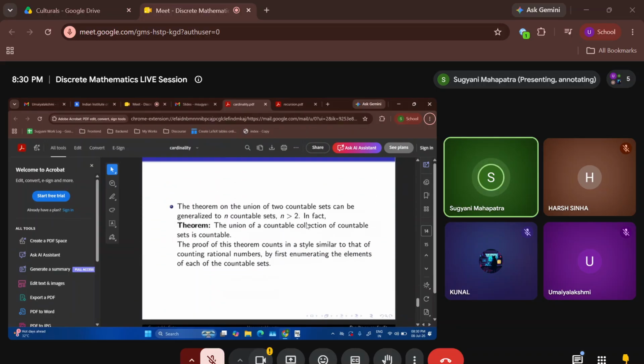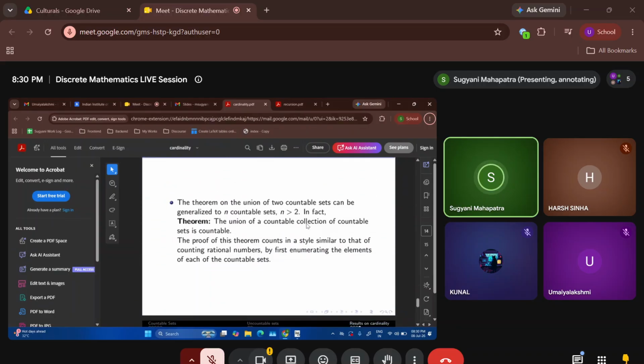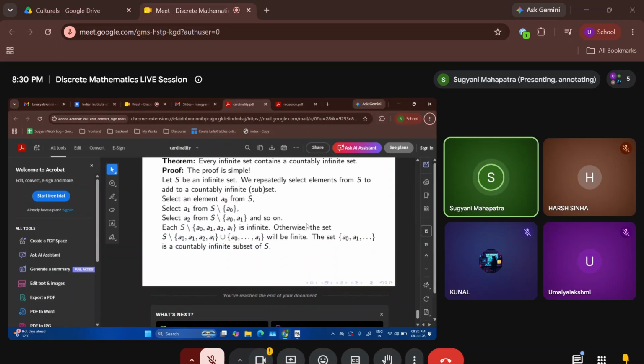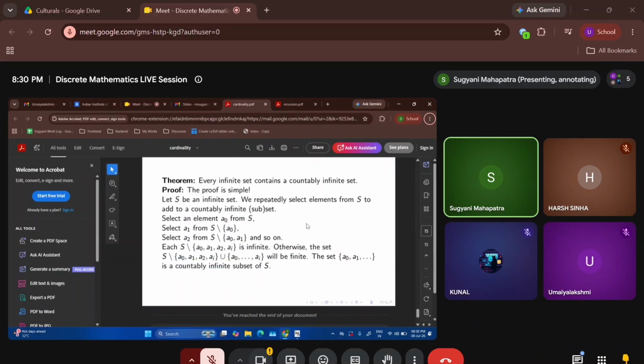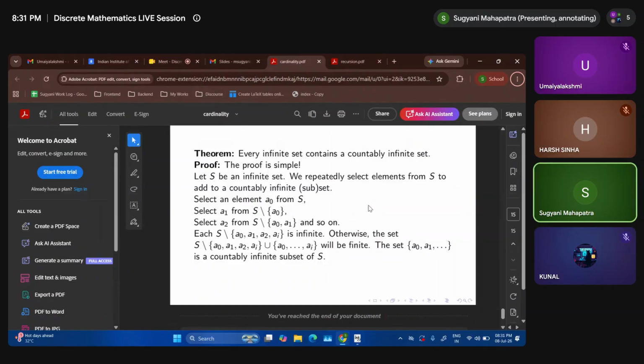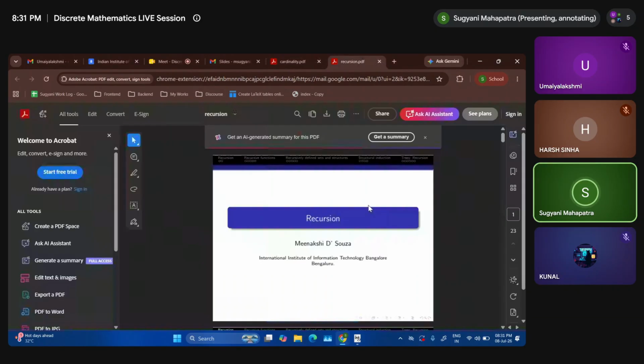Okay, similarly, A intersection B will also be countable. Anyways, A intersection B is a subset of the original set, so it will be a subset of the original countable set, so it will still be countable. Okay. Then comes union of countable sets, infinite sets and countable sets. So every infinite set contains a countably infinite set. So this is basically a proof saying that if you have an infinite set, then there is a subset of that infinite set containing a countably infinite set. Okay. So this is about countable, sorry, cardinality.